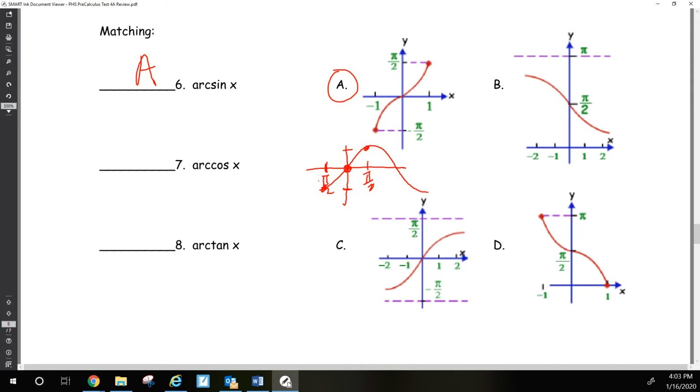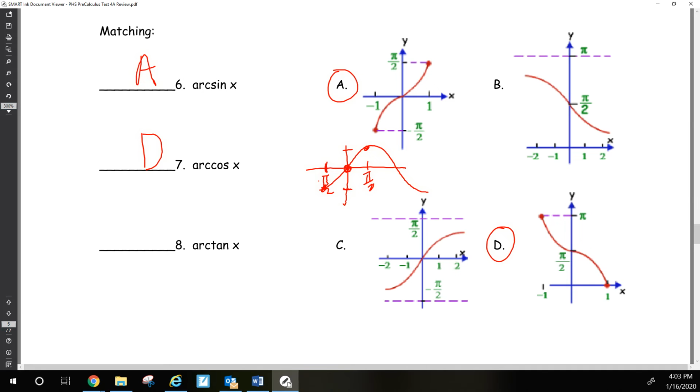Arccosine does a similar thing, except we restrict arccosine, or cosine inverse, between 0 and pi. So we know it's not these guys. We know it's either B or D. But just like sine has endpoints at negative pi over 2 and pi over 2, cosine is going to have endpoints at 0 and pi. So we're looking at this one here, because this other one goes on and on forever. So for cosine inverse, we're talking about D.